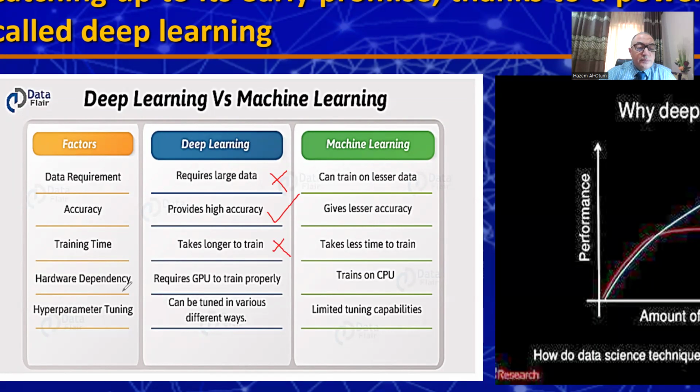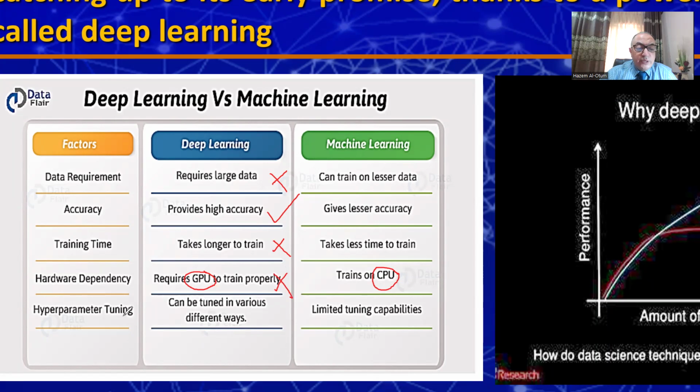Now, hardware dependency. Usually in deep learning we need GPUs, graphical processing units, and sometimes we may use TPUs, which are Tensor processing units. These usually are available when we deal with cloud computing. Now, in case of machine learning, we just have to use CPUs. So again, this is a disadvantage.